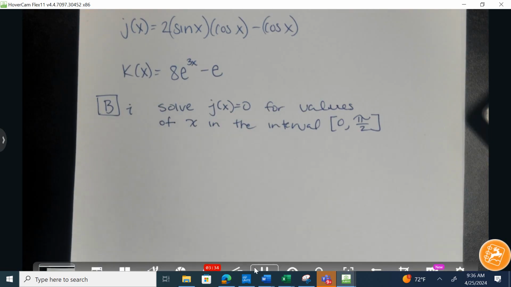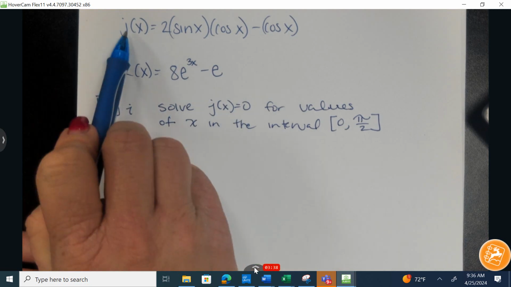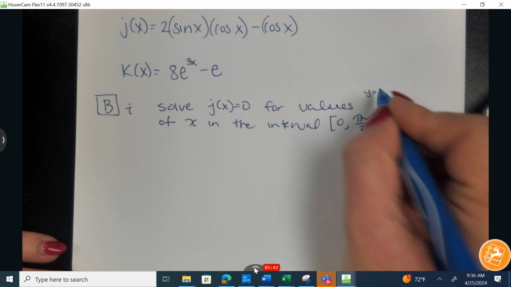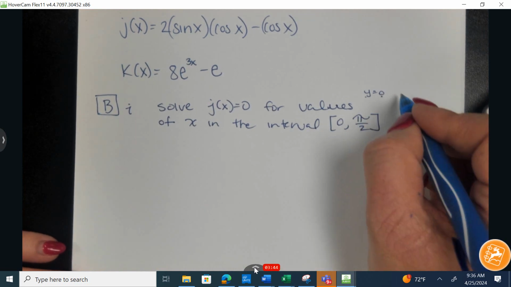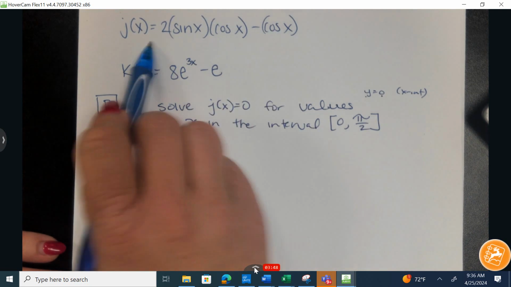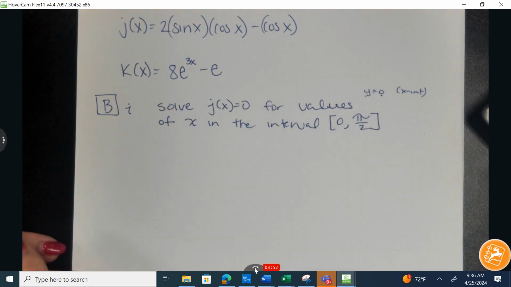Okay, let's look at part B of number 4. Solve g of x for 0. So I'm going to look up to this function. Now remember, g of x is like a y. So we're asked, when does y equal 0? Whenever y equals 0, we're looking for the x-intercepts. So find the x-intercepts on this function that go from 0 to pi over 2, including those endpoints.